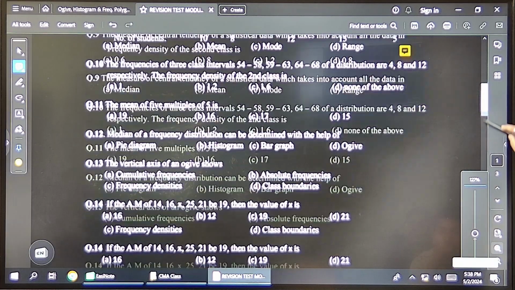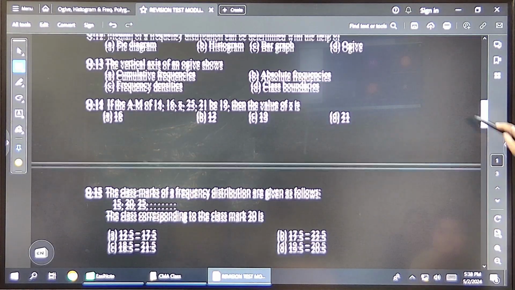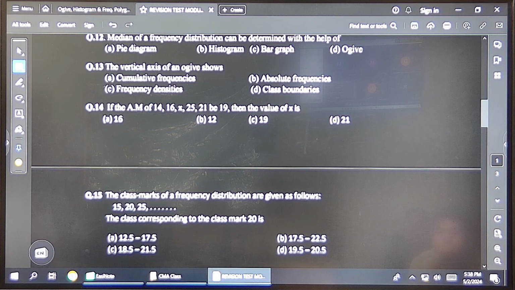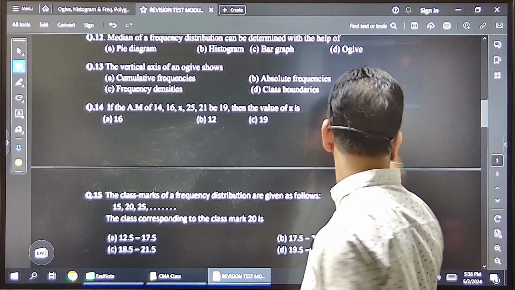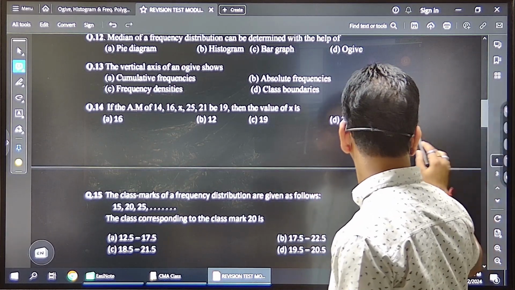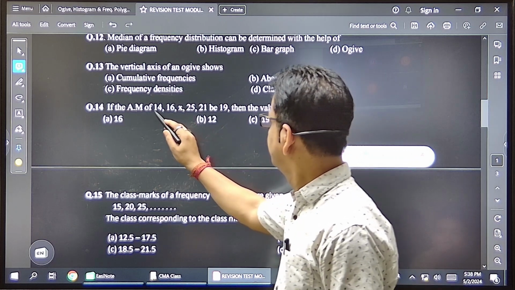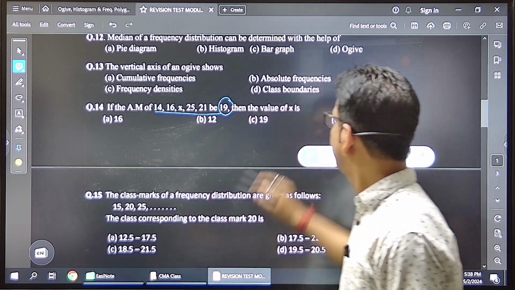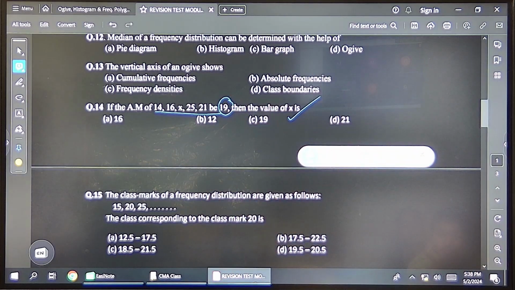You can try this question now. Look at this question. The AM means arithmetic mean, which is simply the mean of the data given. For this data, the mean is 19. X is how much? Can you try?